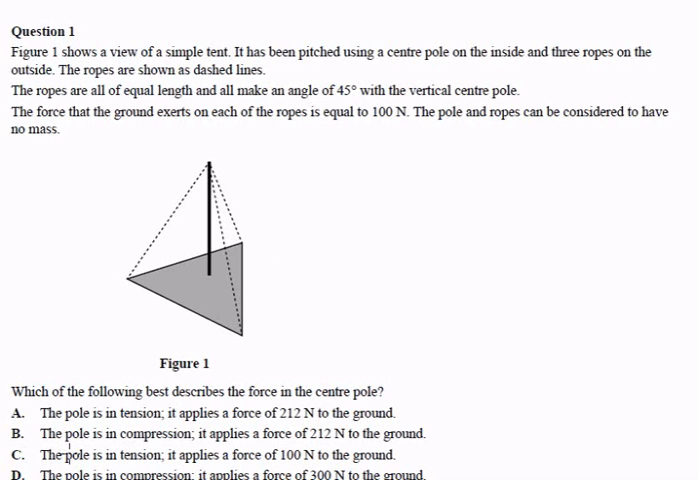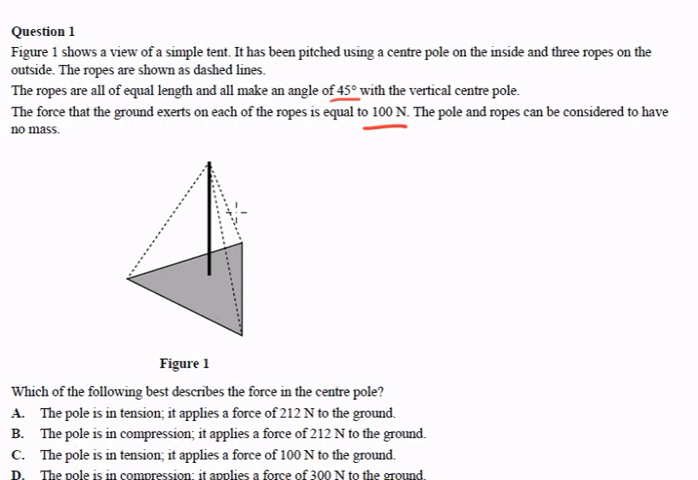This is the 2012 materials and their use in structures. The first question here is a 2D diagram of a 3D tent, and that's the centre pole here, and there are 3 ropes off it, and each is at an angle of 45 degrees, and the force that the ground exerts on each rope is equal to 100 newtons.